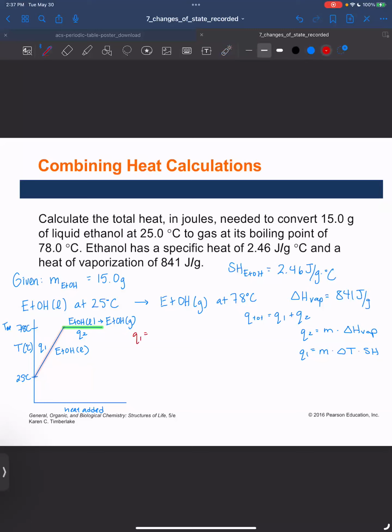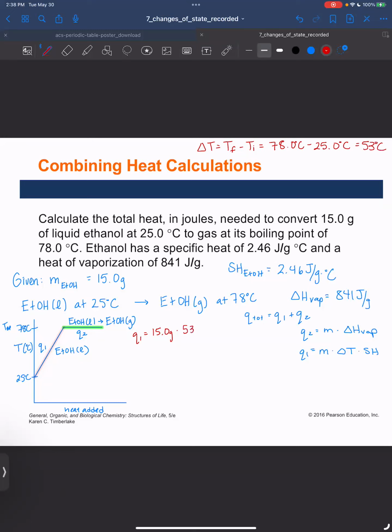So Q1 is equal to the mass of 15 grams times the change in temperature. Change in temperature, I'm going to do this up above here so I don't run out of space, is equal to final temperature minus initial. The final temperature is 78 degrees Celsius minus the initial temperature, which is 25 degrees Celsius. So 78 minus 25 is equal to 53 degrees Celsius.